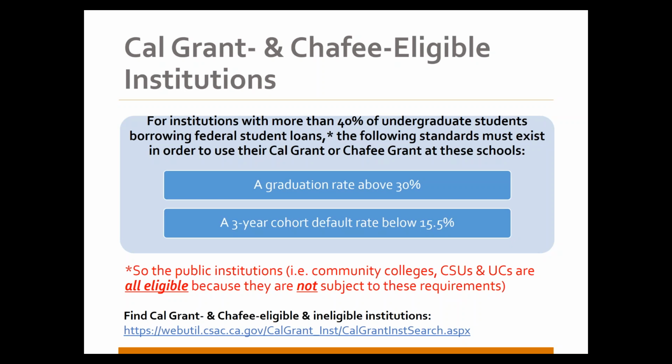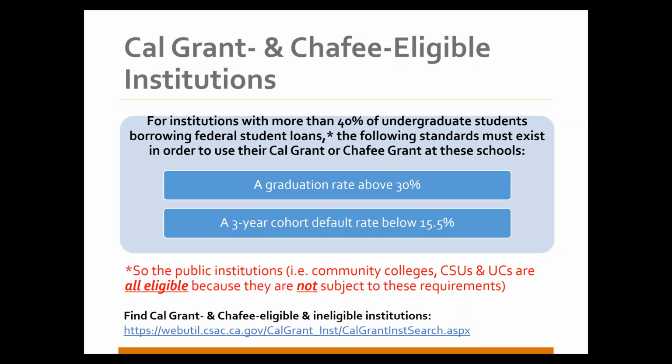And for institutions with more than 40% of undergraduate students borrowing federal student loans, there are standards that have to be met in order for students to use their Cal Grant or their Chafee Grant at these schools. And I want to be clear about this. All public institutions, so UCs, CSUs, and community colleges here in California, are eligible schools, because they don't have more than 40% of undergraduate students borrowing federal student loans. So these standards do not have to be met by those public schools.